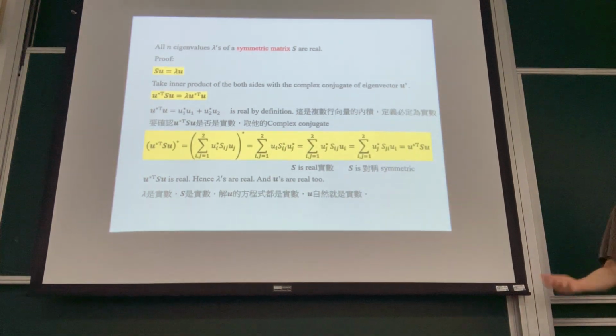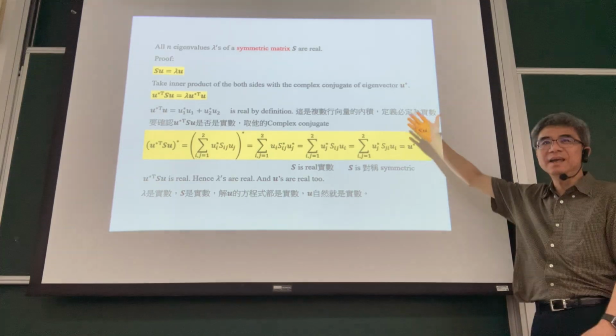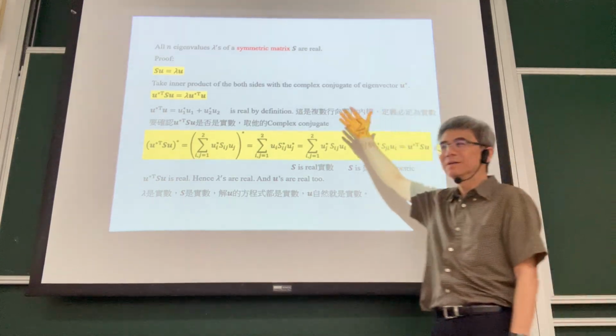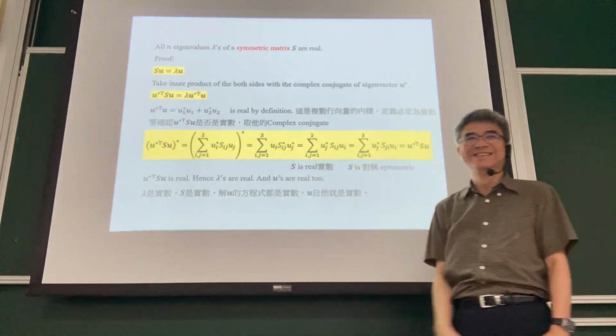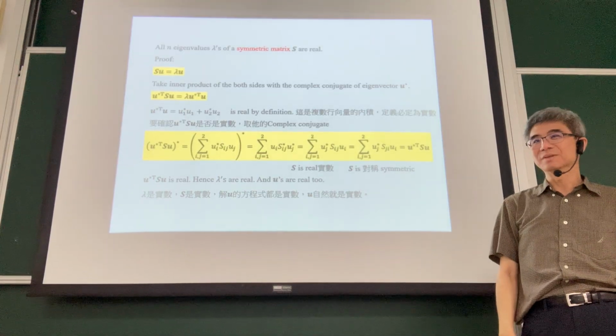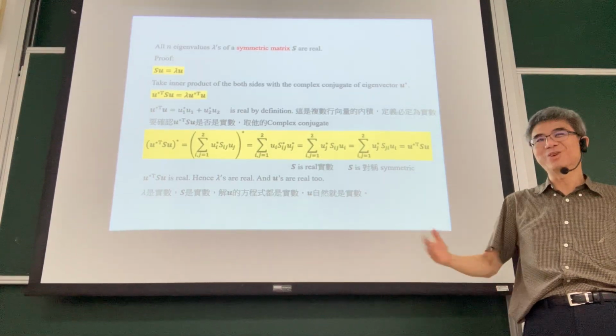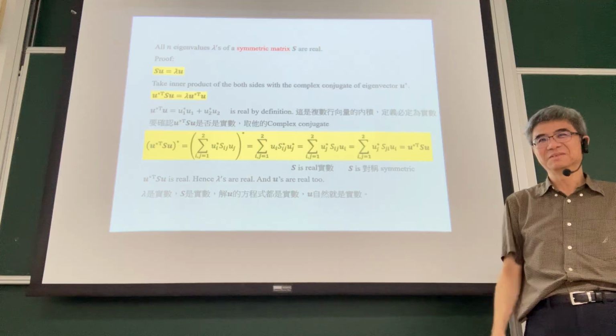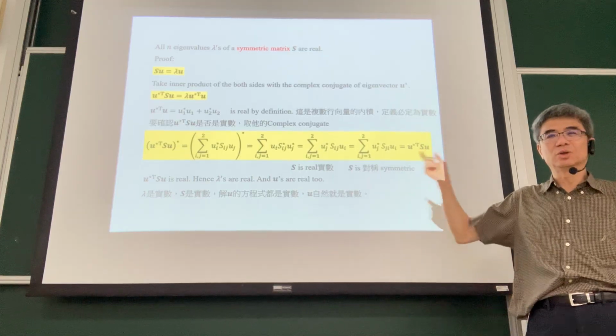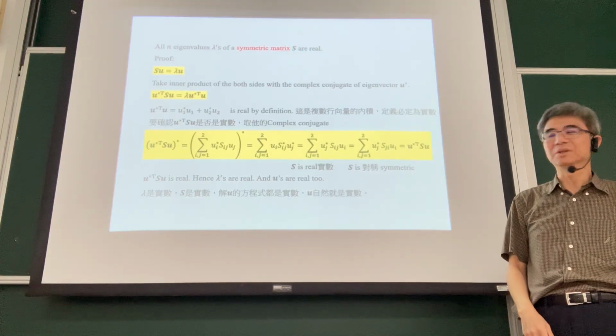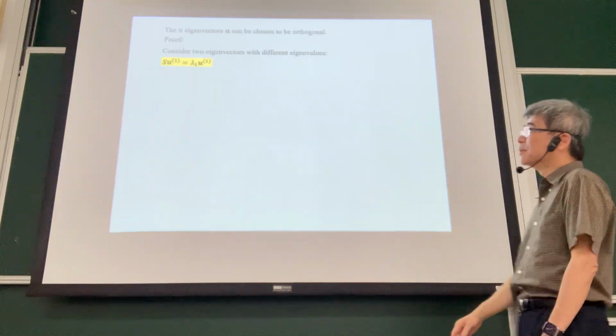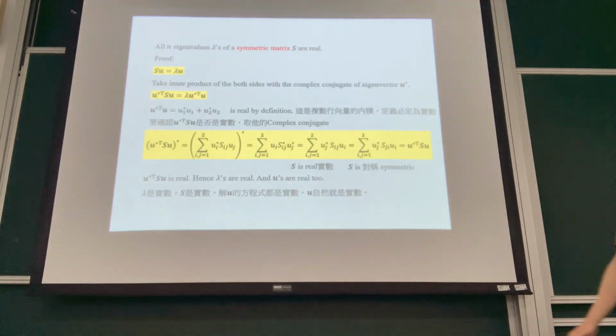So I have already proved that for an n by n matrix, all the eigenvalues are real. Isn't that beautiful? That's the beauty of mathematics. You do it once, you use it for the rest of your life. Simplification, generalization. That's the beauty of mathematics. Is that okay to everybody?